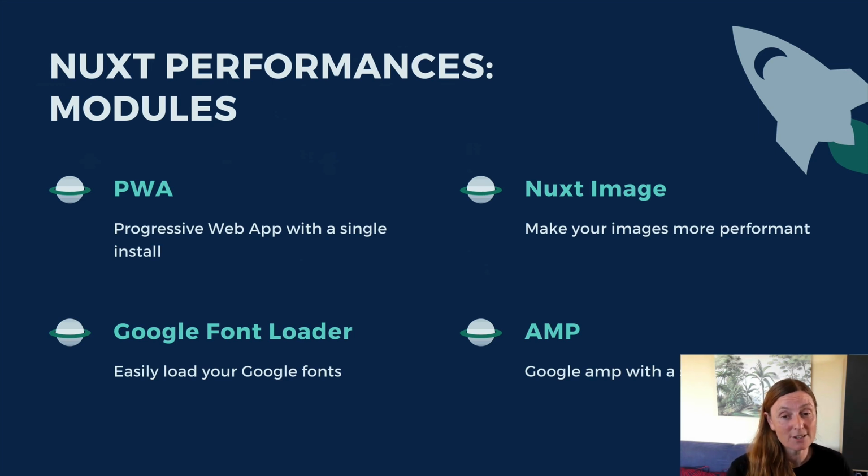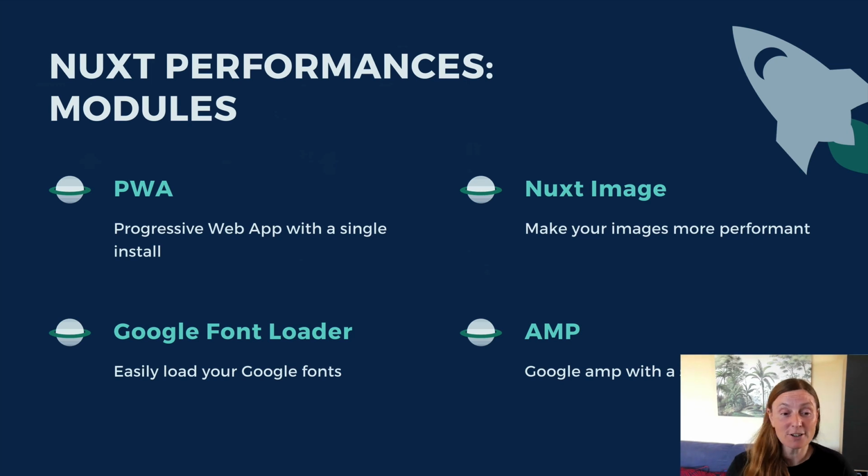And then you can see these are my favorites for performance, and there are more. I didn't choose all of them. Progressive web app, really, really cool. You can get a progressive web app installed with just a single install, such a great module. It's probably my favorite of all the Nuxt modules. Well, not my favorite, because Nuxt Content is my favorite. But anyway, PWA, definitely one of my favorites.